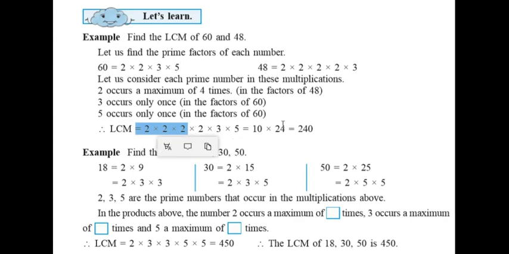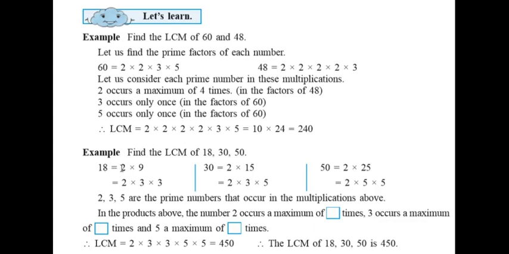And they have multiplied and got the answer 240. So this is one way to find the LCM. Now just see in the textbook. Find the LCM of 18, 30 and 50. See, they have used here the horizontal way and found out the LCM.